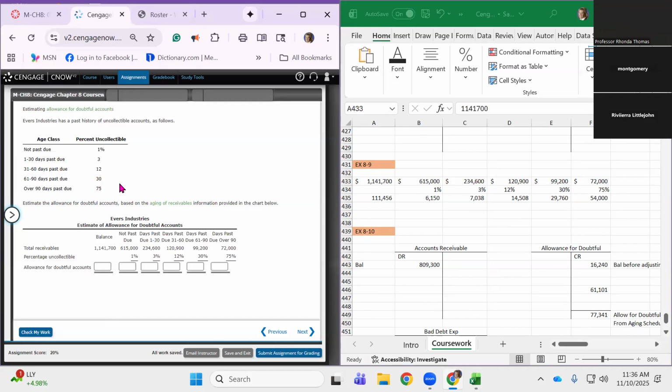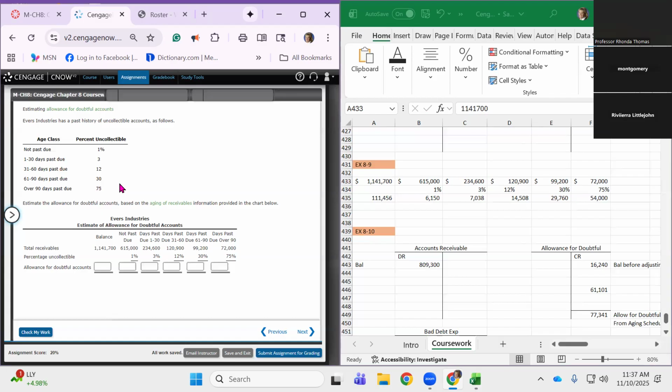What's the rule of thumb? Do either of you know? The rule of thumb is this. The longer that an account goes unpaid, the less likely you will collect it. Are you with me? So how old are these? These are past 90 days old, which means this is a receivable that has not been paid by a customer for well over 90 days, right?